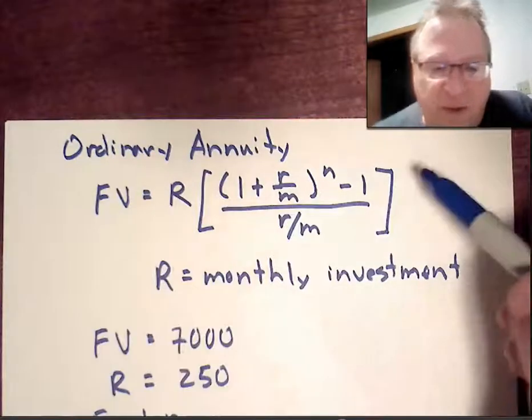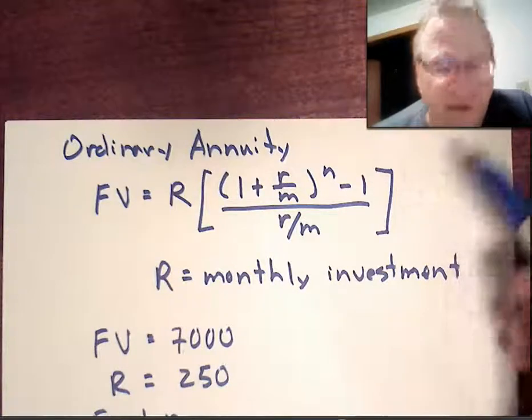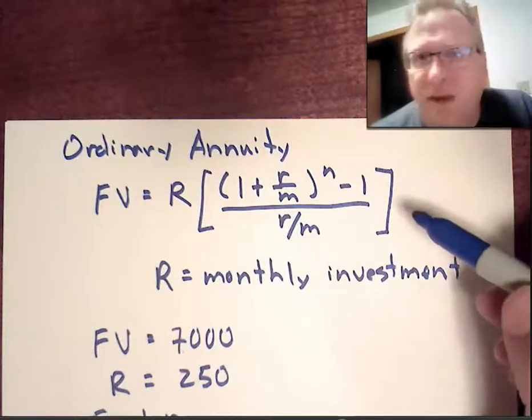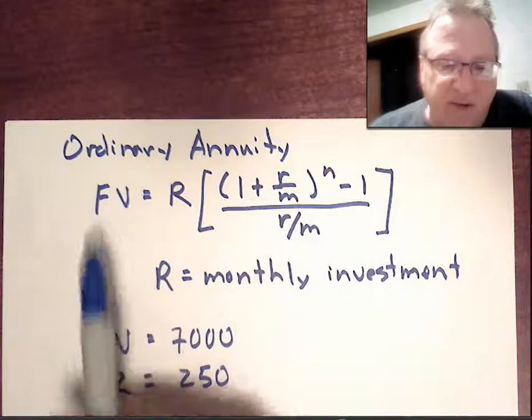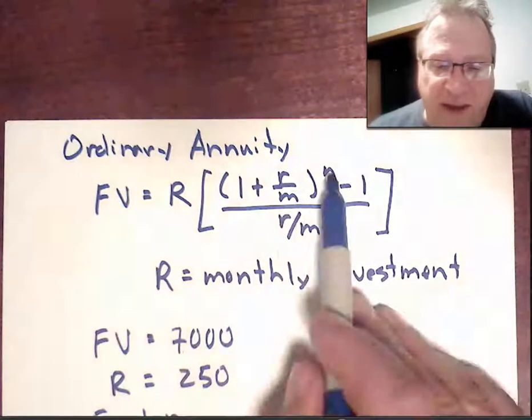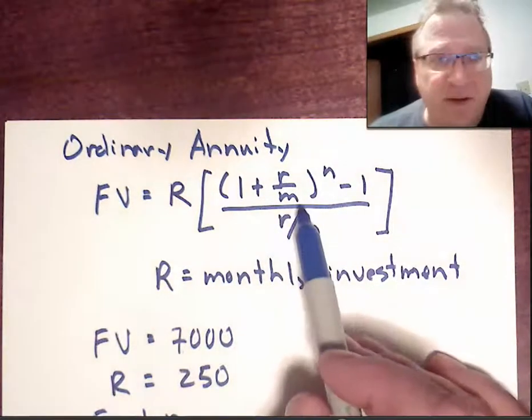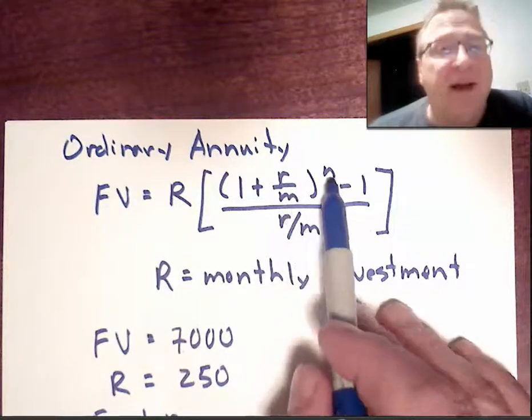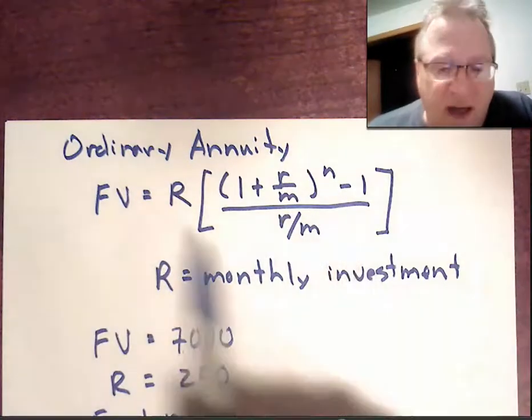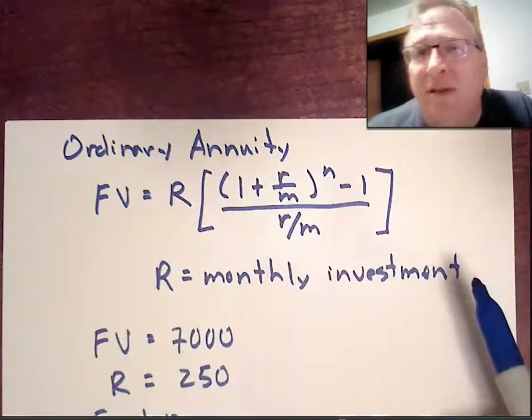Here's the annuity equation, the ordinary annuity equation. There are other types of annuities as well. I guess we're not addressing them in our class. What's different in this equation? We have future value, we have rate, we have M, the number of interest compounding periods per year, and N, the total number of compounding periods. R is the new one, and that's simply our monthly investment.